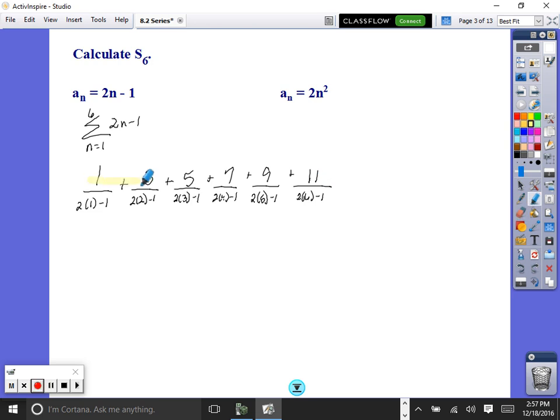This would be the series. Now I just need its final total. 1 plus 3 is 4, plus 5 is 9, plus 7 is 16, plus 9 is 25, plus 11 is 36.